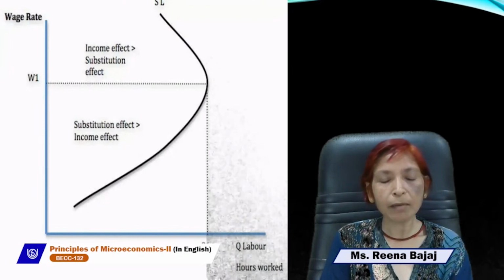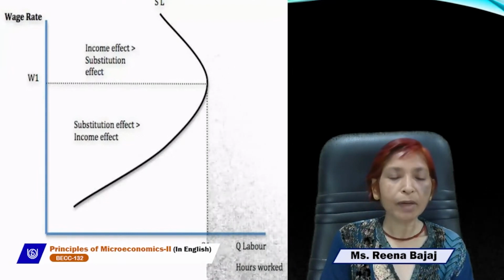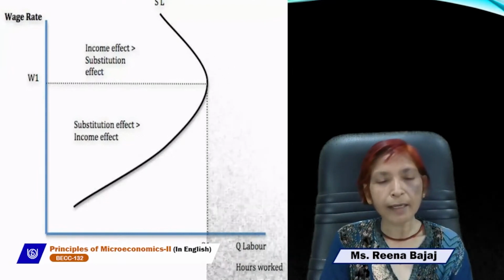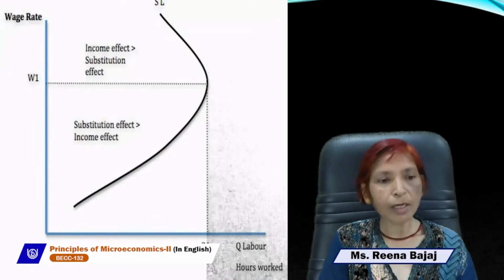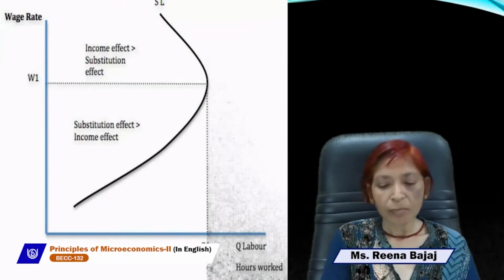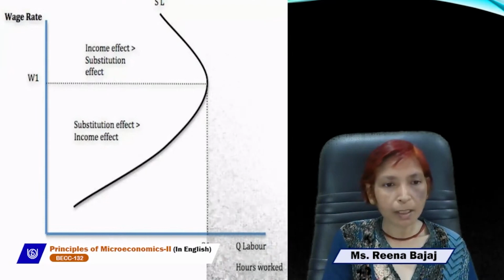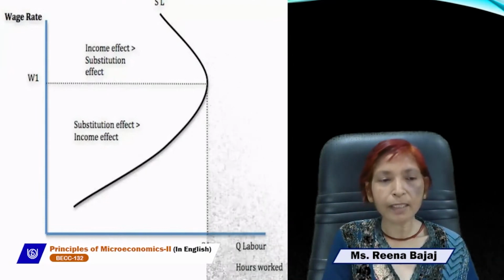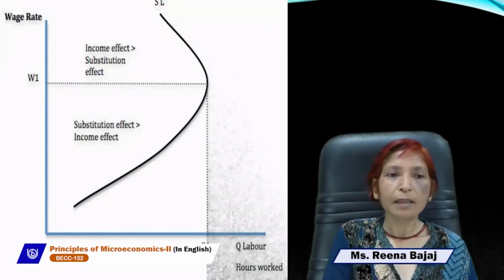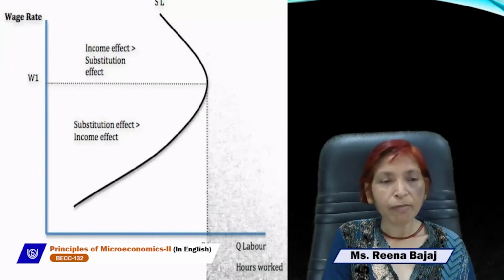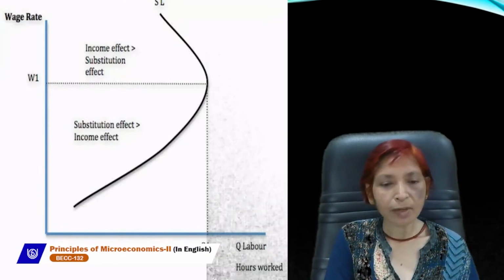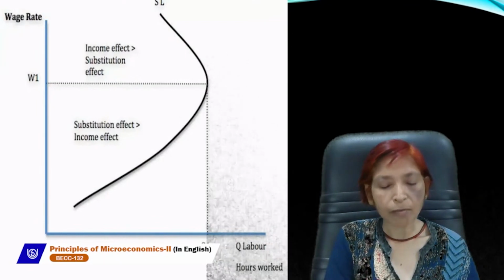But this can happen only in the case of individual labor, not aggregate labor. An individual laborer can increase work in the beginning stage, and after that will decrease work. The laborer will prefer more leisure to work. That's why the supply curve of labor will be backward bending.